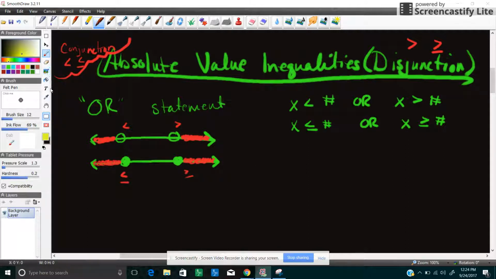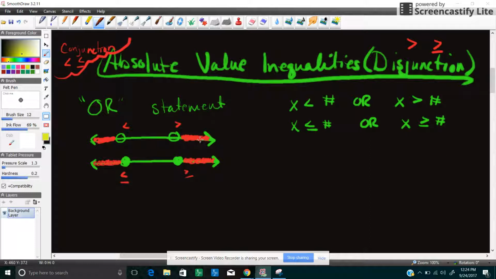Conjunction, in case you didn't write it, obviously you didn't write it because I didn't put it. Go ahead and write it here in the corner somewhere, add it to your notes. A conjunction is going to be the less than symbols. Anyway, this one is an or statement. We're going to have this piece or this piece.